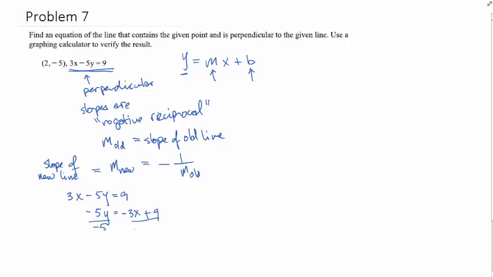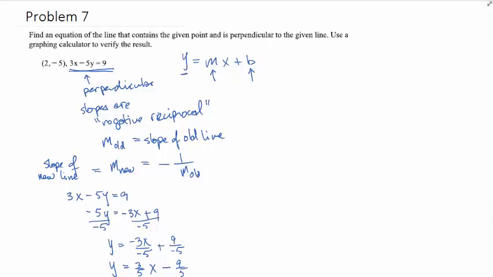Now I have to divide by negative 5. Just as a caution, when you divide by negative 5 on the right side, there are two different terms that you're adding. When you're adding or subtracting, those are terms. There are two terms here, so the negative 5 has to be distributed to both terms. So negative 3x over negative 5 plus 9 over negative 5. Let's simplify that. A negative divided by a negative is a positive, so this simplifies to positive 3/5 x minus 9/5. Okay, so what's important to get out of this is the slope, and we have the slope.